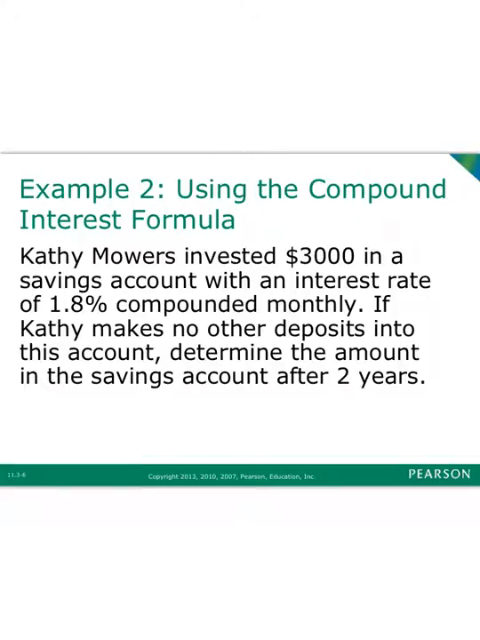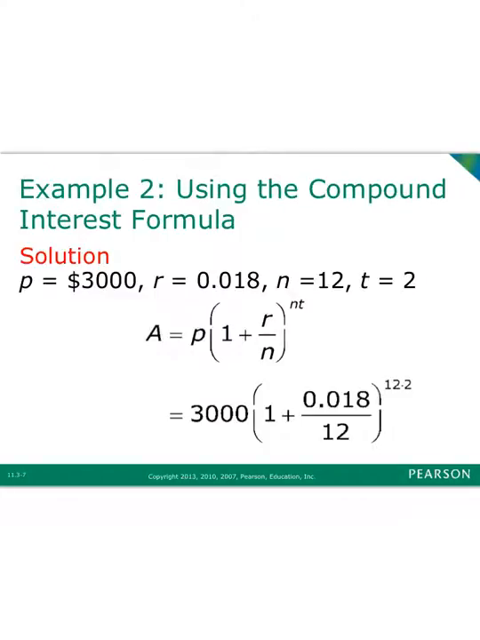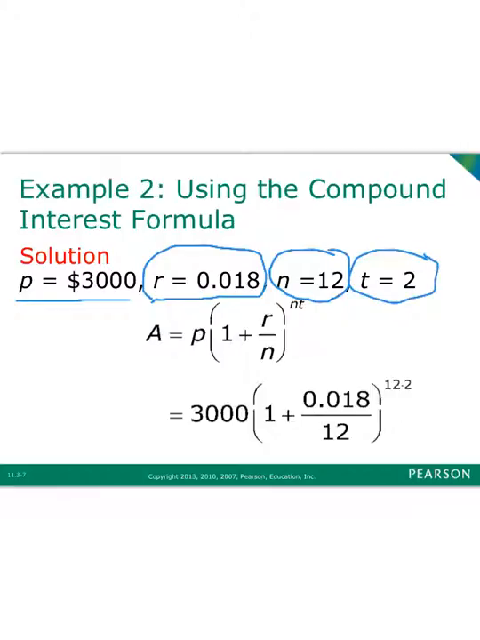So our example problem is the following. Kathy Mowers invests $3,000 in a savings account with an interest rate of 1.8% compounded monthly. If Kathy makes no other deposits into this account, determine the amount in the savings account after 2 years. In this case, our solution is we have P is equal to 3,000. r, when we put it in decimal form, is 0.018. n is 12 because it's compounded monthly, and t is 2.